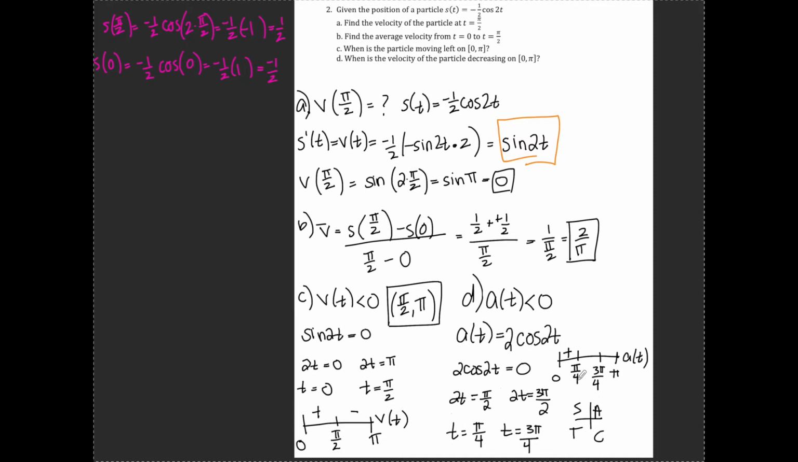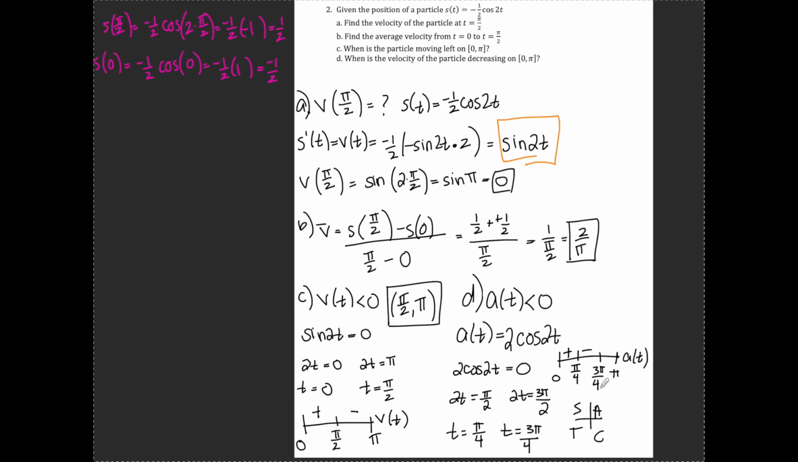For pi over 4 to 3 pi over 4, that's in two different quadrants, so it's not as simple as what we just did here. For this one, I'm actually going to pick a value. So between pi over 4 and 3 pi over 4, I have the value pi over 2. If I plug pi over 2 in for t, 2 times pi over 2 is pi. Cosine of pi is negative 1. 2 times negative 1 is negative 2. So I'm negative in this interval.